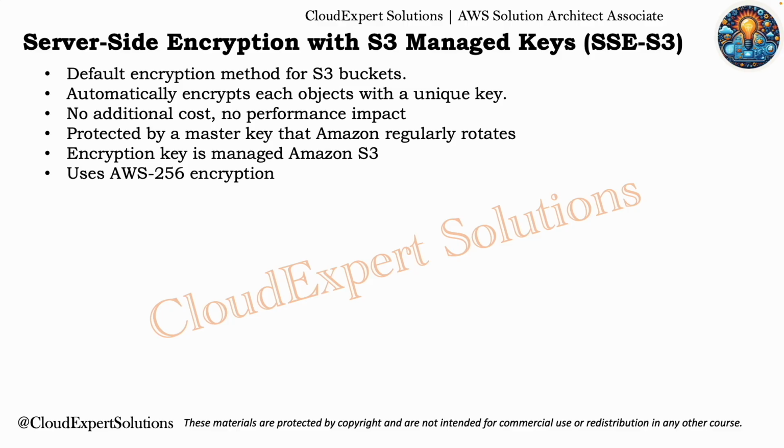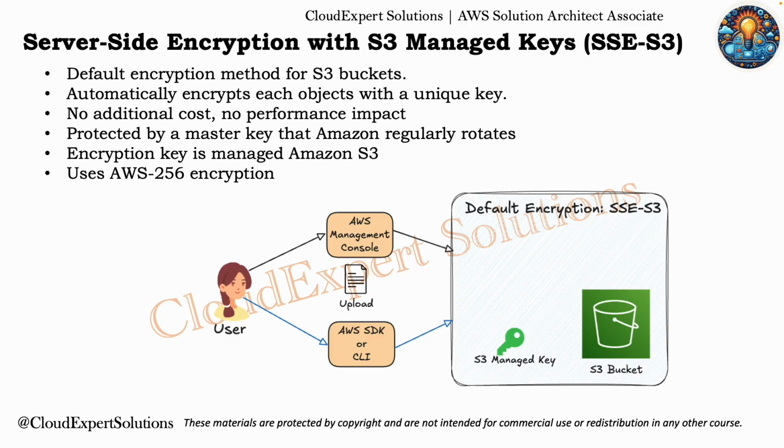Now let's understand using a diagram. We have our application user and the application user is trying to upload an object into an S3 bucket. There are multiple ways to upload the object. Either you can use the AWS Management Console or you can use the AWS SDK, AWS CLI or S3 APIs. If you are using default encryption and if you are uploading using the AWS Management Console, then you don't need to specify anything additional. Just go to the AWS Management Console and either you can upload a single file, multiple files or even a folder with many files.